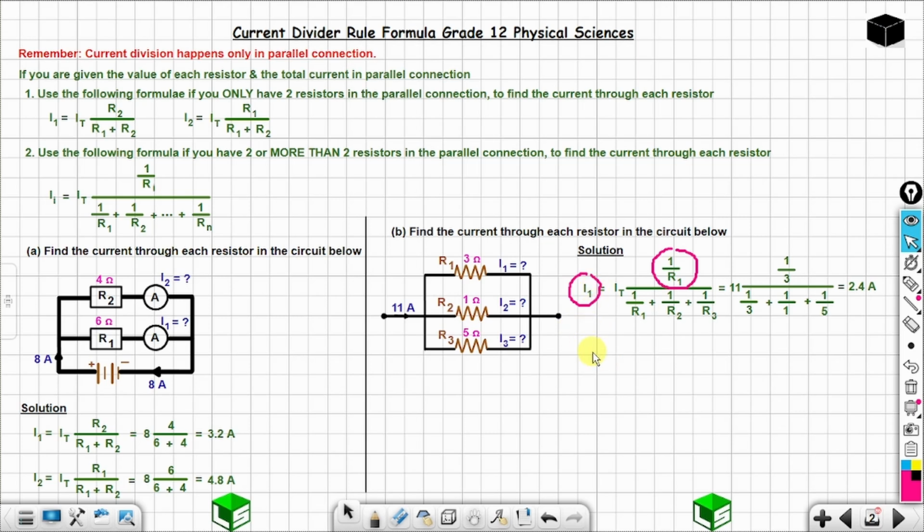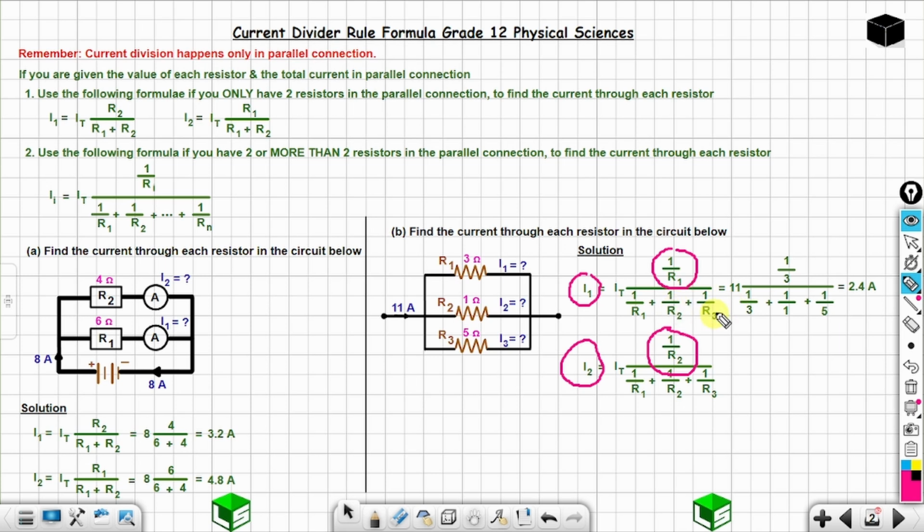Now, I2, you are going to use this formula. Again, can you see, when you are calculating I2, you are going to have 1/R2 in the numerator, different from this. Here you have I2, in the numerator you have R1. So you have to see the difference.